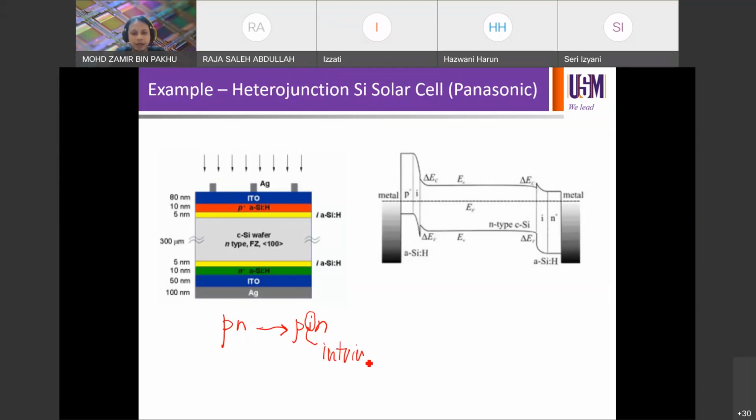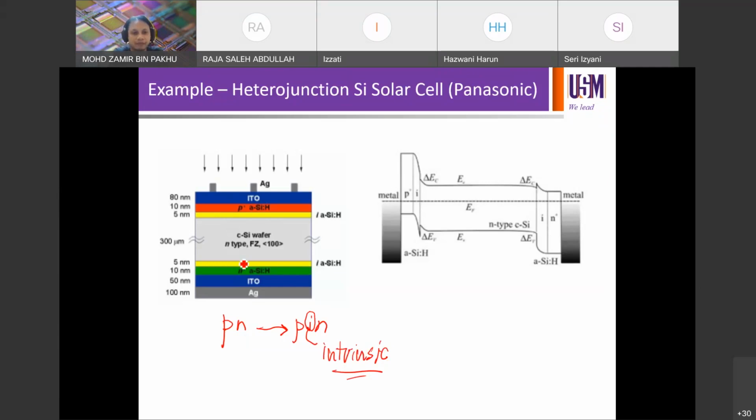So this is what makes the Panasonic solar cell technology, right? So it's based on pin junction, intrinsic in the middle. So you don't necessarily use pin junction as it is. You can also insert an intrinsic layer, thin one in between, in order to use the same pin junction, except you have a very thin intrinsic layer in between. Okay, so let's have a look.